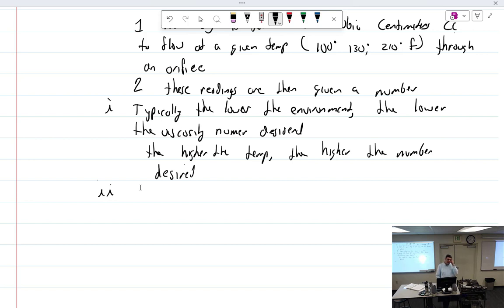So I just had a question to clarify. The lower the temp, the lower the viscosity number, which means that it will be more watery? Yes. Yeah.